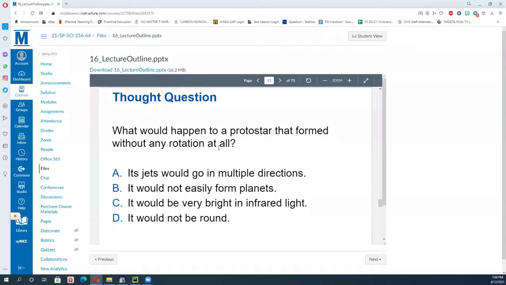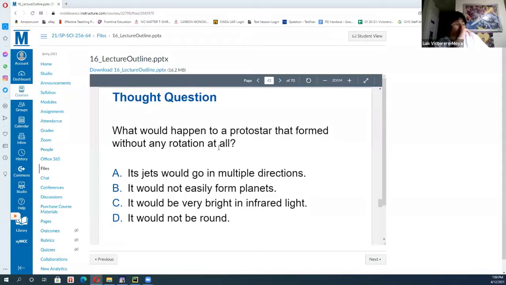That's kind of out there. All planets are round. That's just how gravity works. It will not form planets, or it will not easily form planets, because without the protostellar disk, there is no gas or material being ejected to get planets formed. So that will be B.